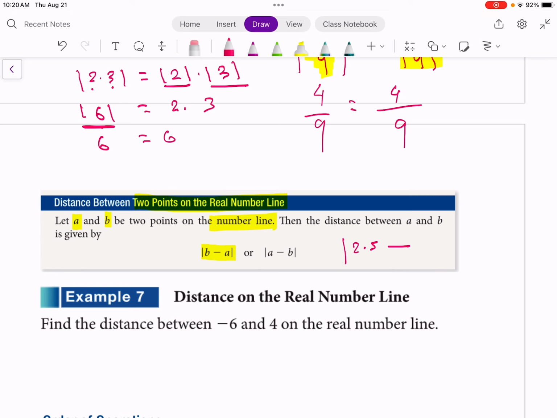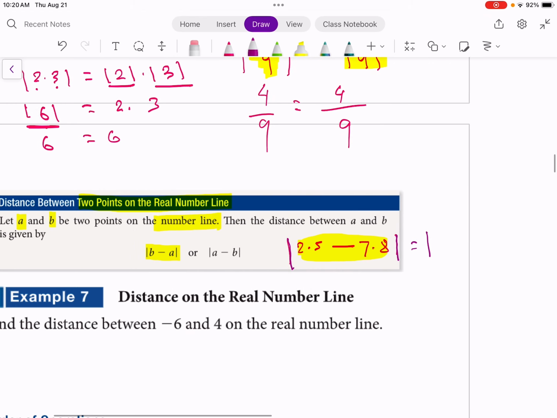7.8. Okay, so you just find the difference. So you find the absolute value of the difference. Make sure you have the absolute value. So this is absolute value. 2.5 minus 7.8 is negative 5.3. And what is the absolute value of negative 5.3? It is positive 5.3.